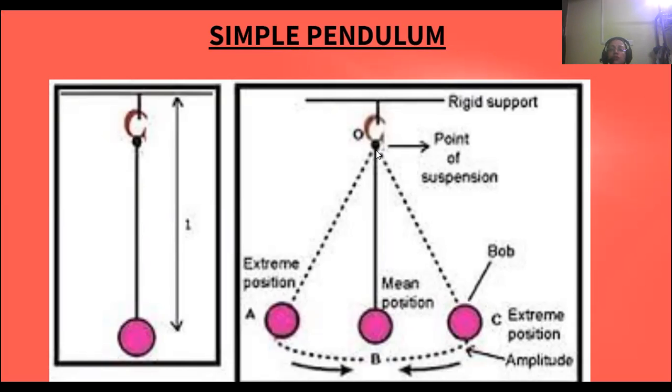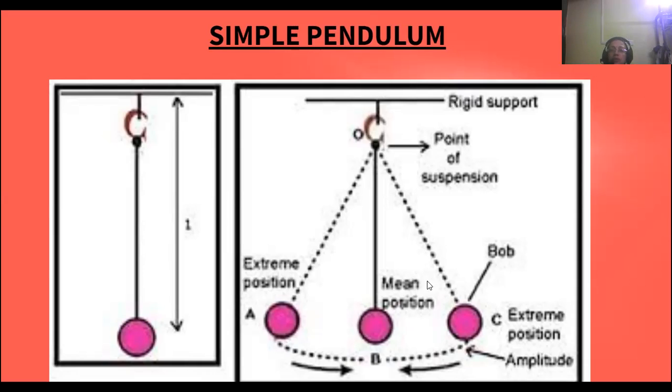This is the mean position of the bob, and to oscillate it, we first move it to position A, and then we release it. It will move across the mean position and move to the other extreme position, that is C. This way it oscillates. From A to B and B to C is the amplitude, the distance which the bob is covering while oscillating. That is the amplitude of the bob.